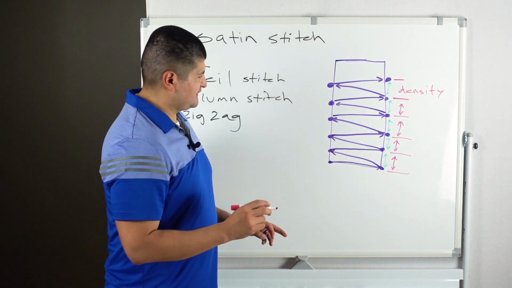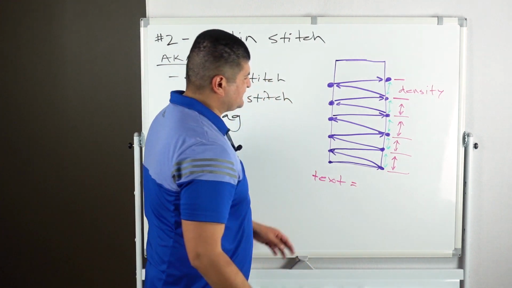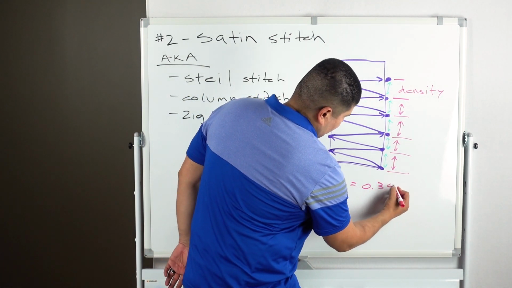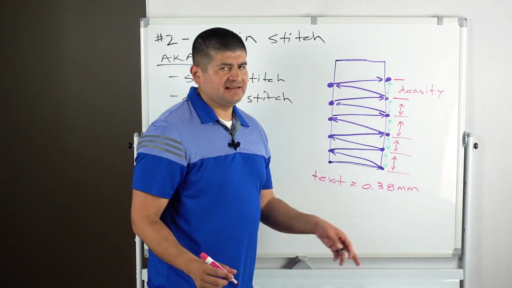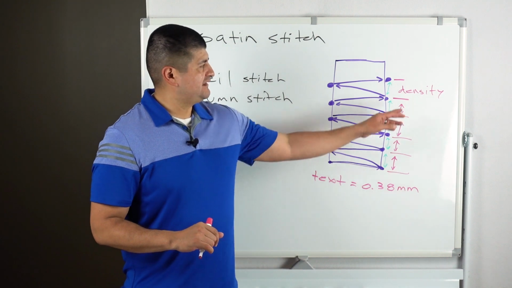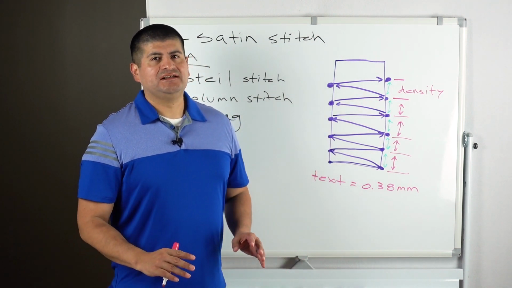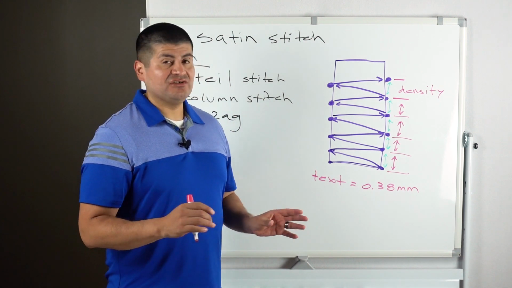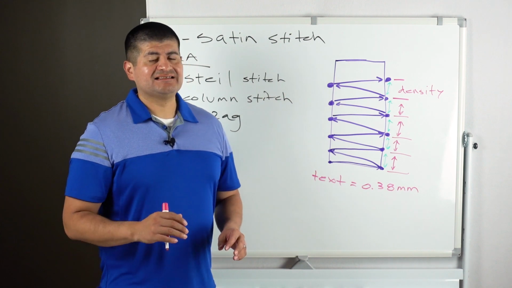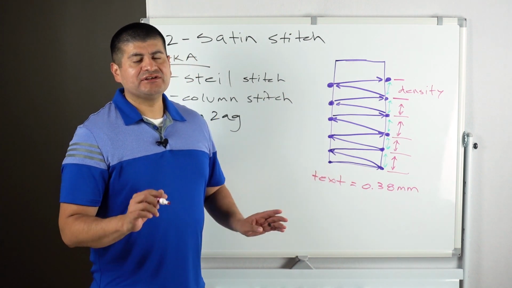Let's say for text, usually your density is 0.38 millimeter. That's kind of like your default distance of density. Usually you can't go wrong with a 0.38. Of course, every now and then you've got to adjust it, depending on what you're designing and the size of whatever you're designing. But usually text is measured at 0.38.